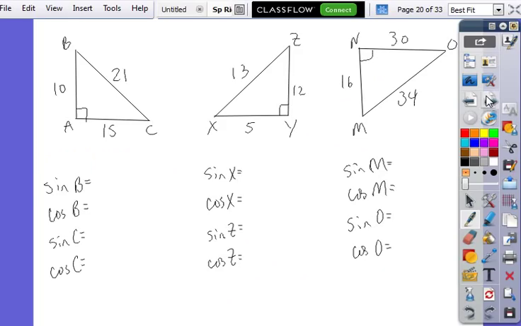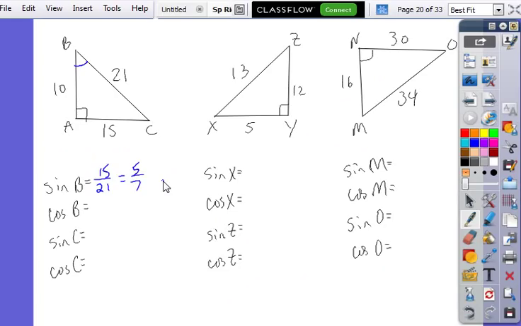All you have to do on these is go to the angle it tells you, whichever letter, and then follow the rule for sine or cosine. So if I'm talking about sine of B, that means I'm starting up here, and I need to do the rule for sine. What is the rule for sine? Opposite over hypotenuse. So what is opposite from B? AC, which in this case is 15. So I'm going to say 15 over the hypotenuse, which is 21. If it can be simplified, you simplify it. So I get 5 over 7.